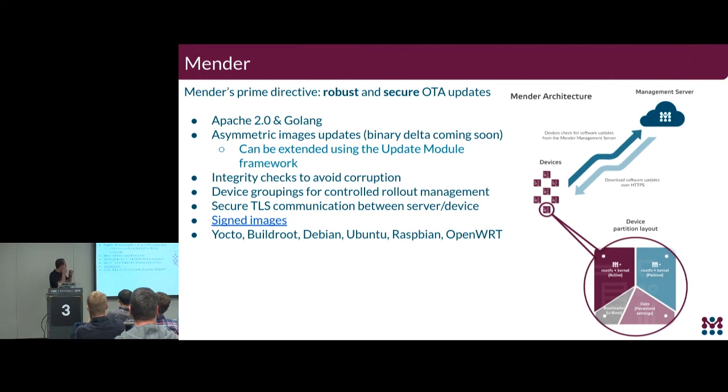Integrity checks, of course. There's device groupings for controlled rollout. Secure TLS communication between server and device is provided. There's also an authentication workflow to ensure trust between the device and server, because just because a device can connect to the server doesn't mean it gets access. There needs to be an established trust between the two. So that's also provided or built in.